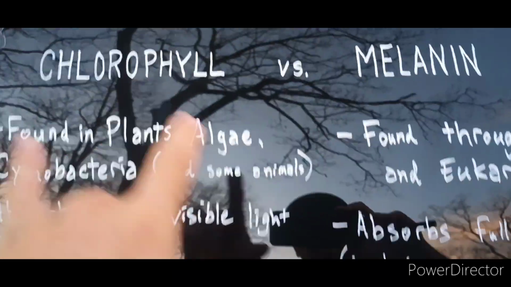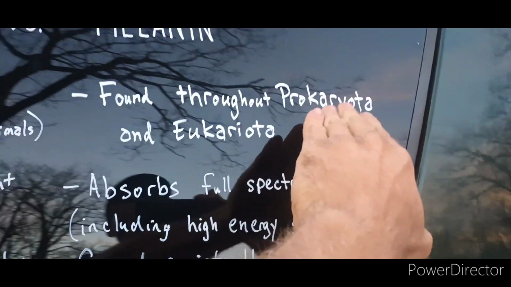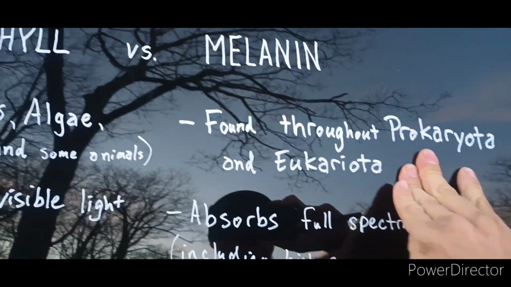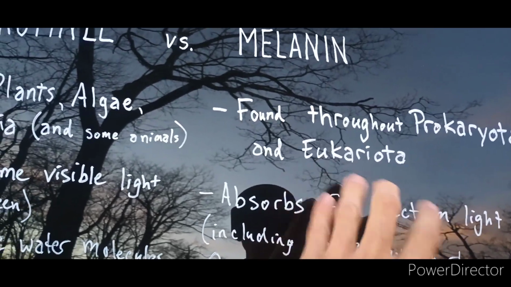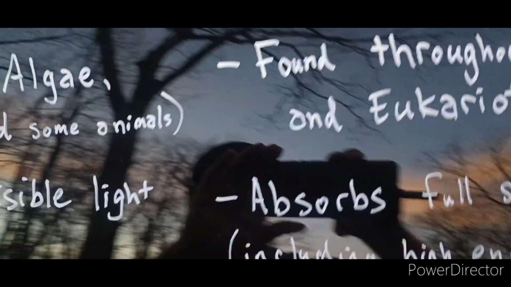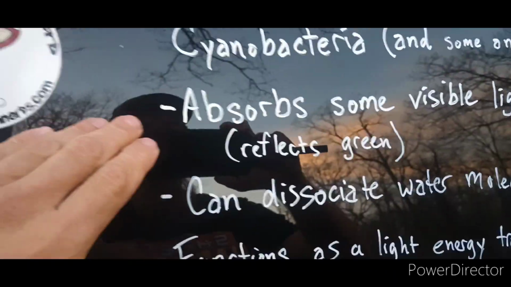Anyway, melanin, on the other hand, is found throughout prokaryota and eukaryota. We're talking bacteria that produce melanin, and eukaryota are going to be your multicellular organisms, your plants, your animals, your fungi, protists, us bigger life forms. Melanin is found throughout. Here we go, let's keep going.